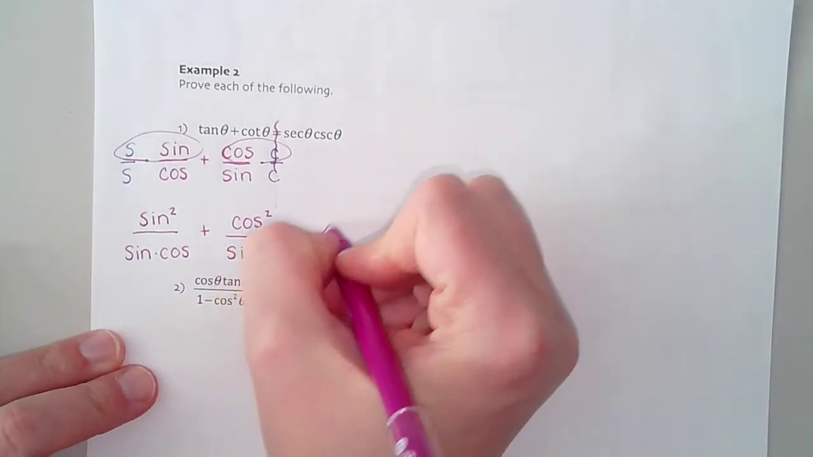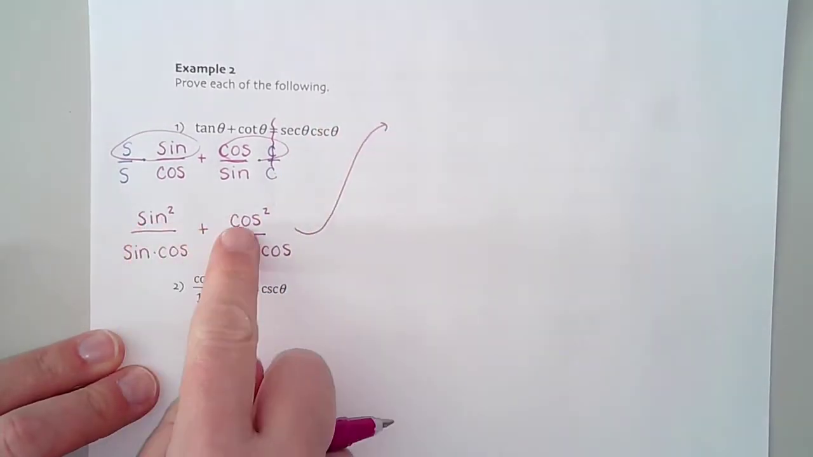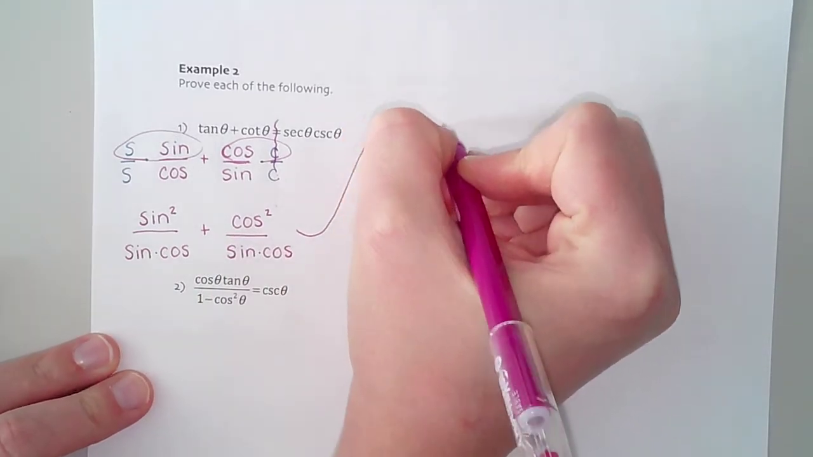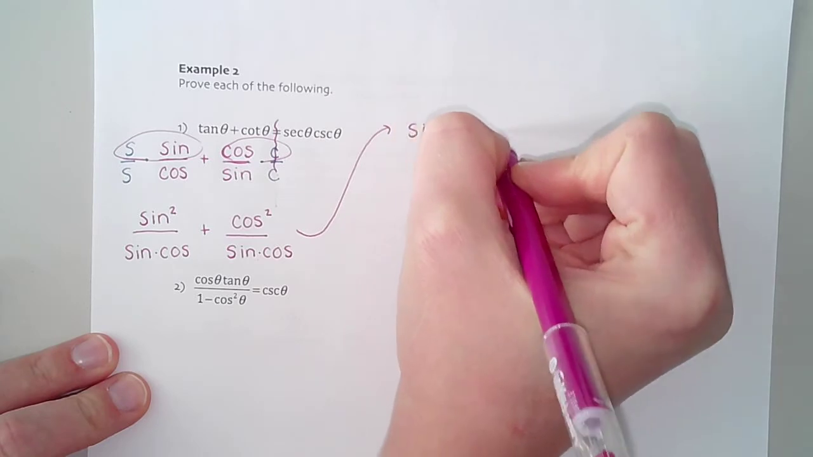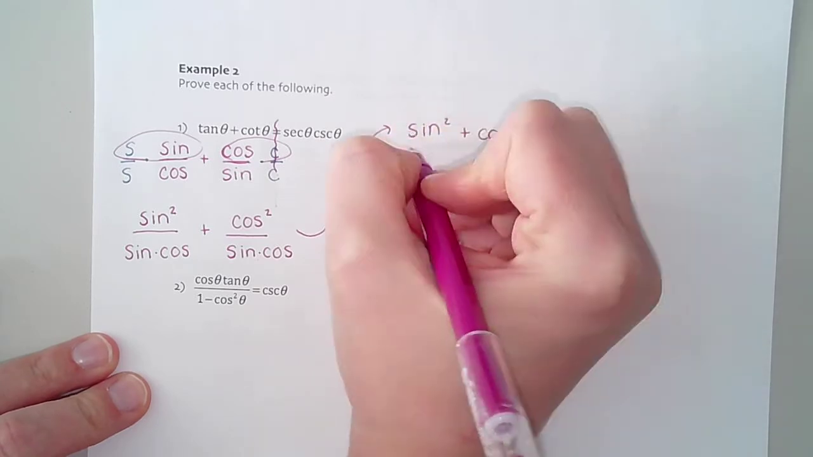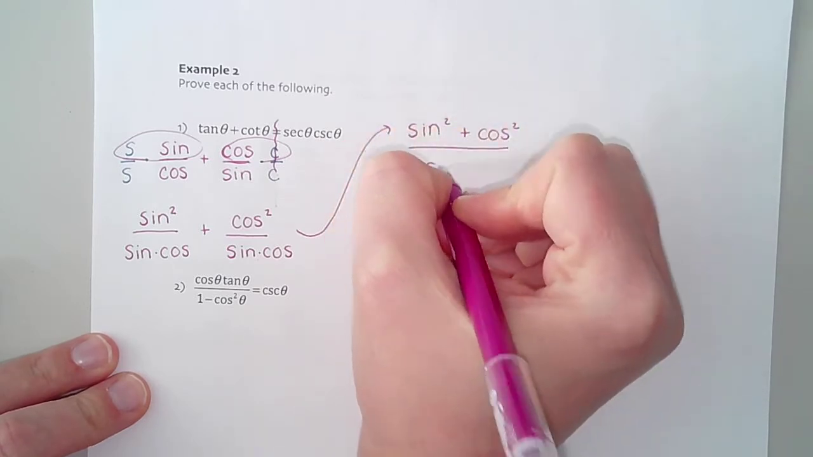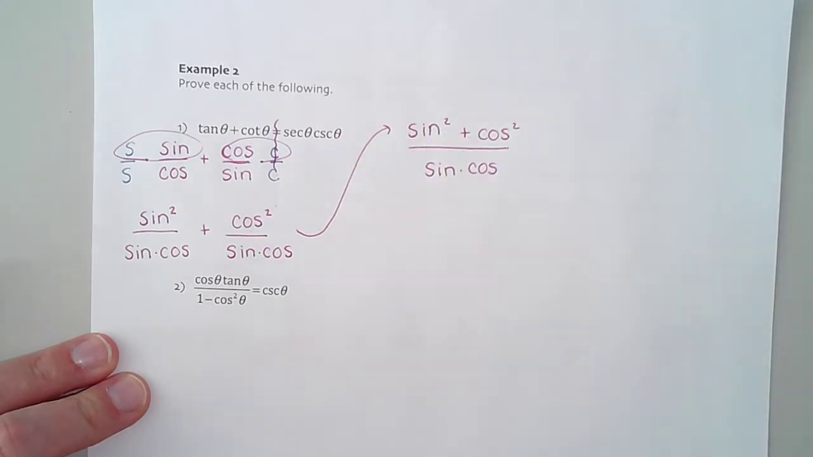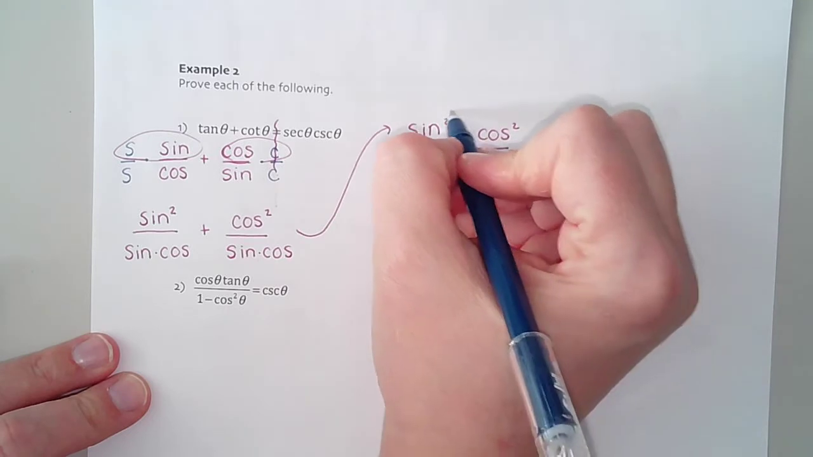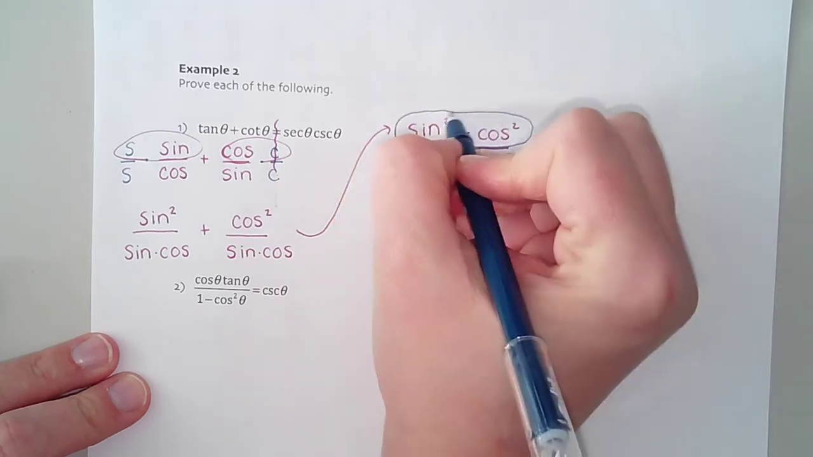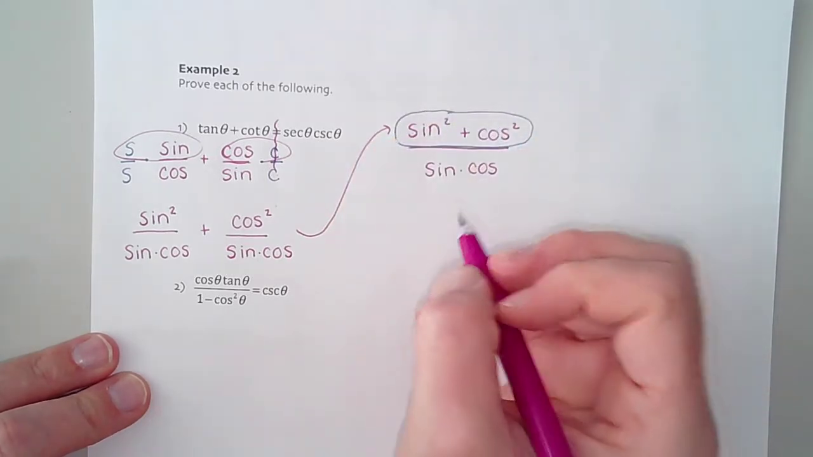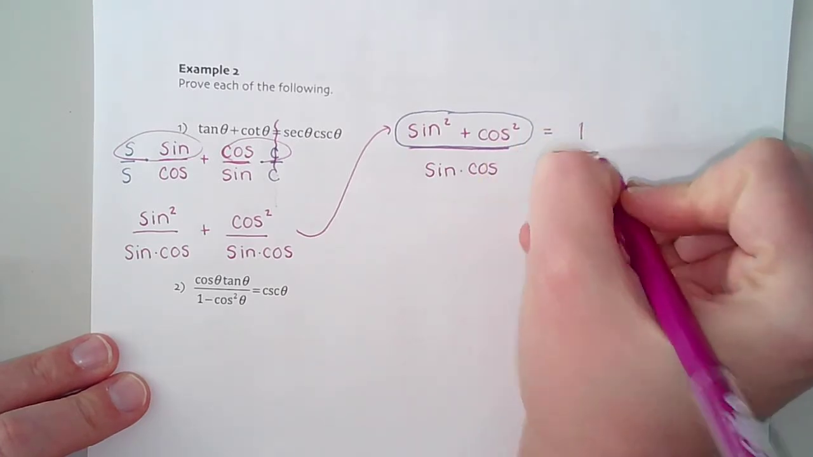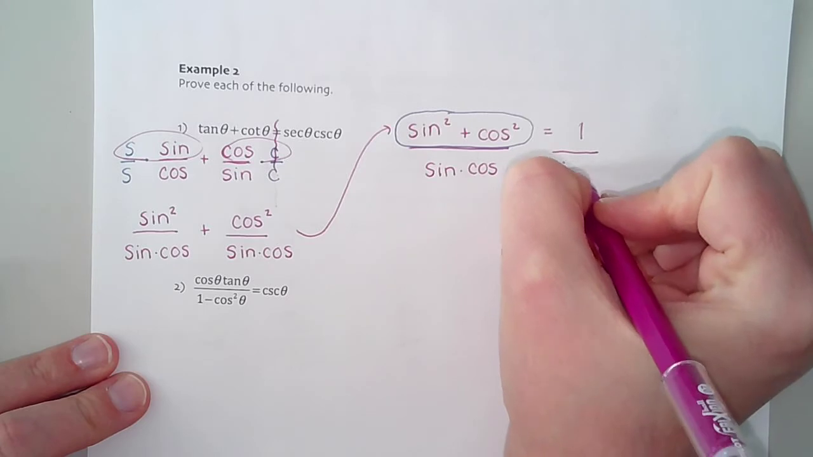So with a common denominator, I'm allowed to just add together the two things on the top. So I can write this as sine squared plus cosine squared over sine times cosine. This thing here should look familiar to you. Sine squared plus cosine squared, that's that Pythagorean identity. We said that that's just equal to 1. So now what I have is 1 over sine times cosine.